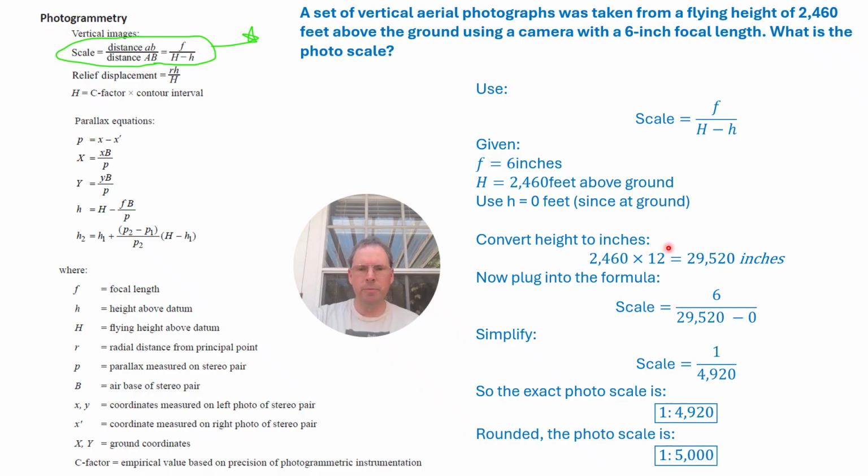Convert the height to inches, and go ahead and put it in the formula. And go ahead and simplify. So the exact scale is 1 in 4920, and you can round it. Typically, you would say 1 in 5,000 is the scale, 1 to 5,000.